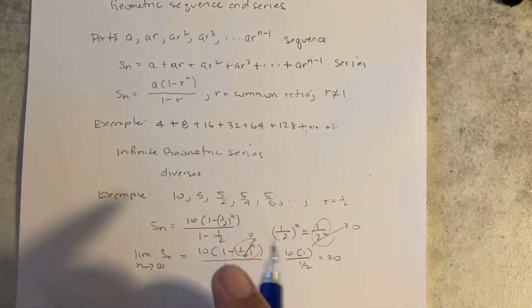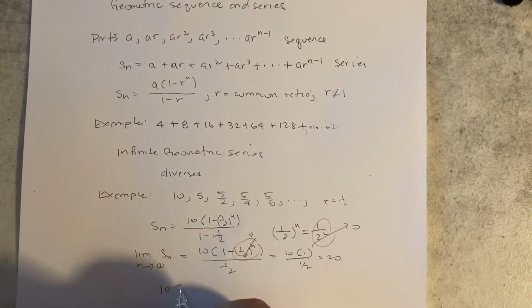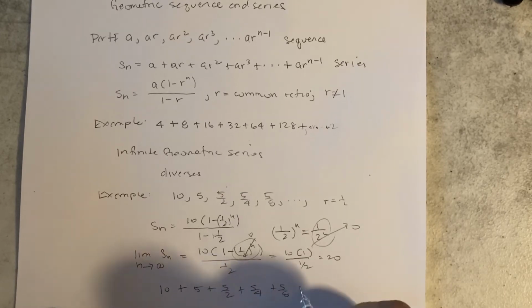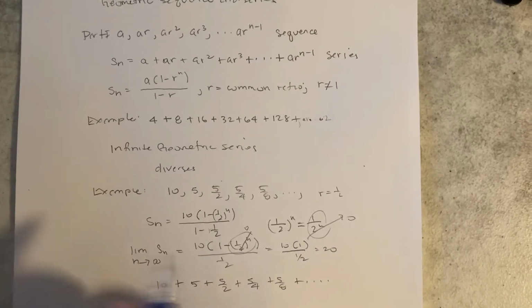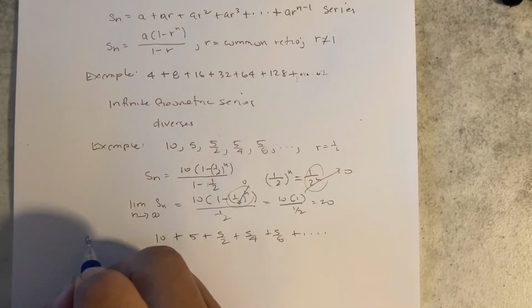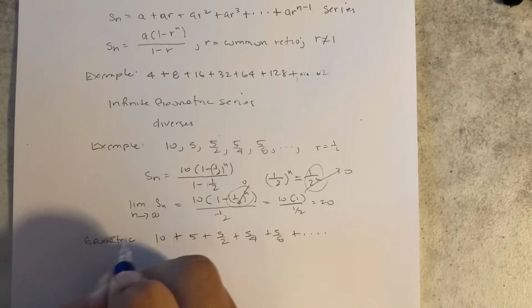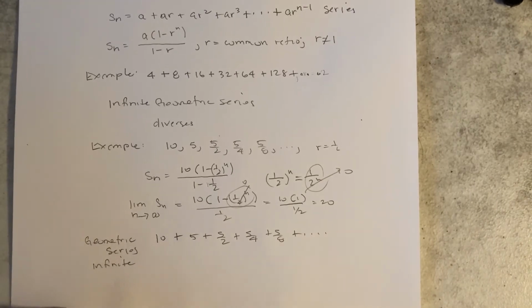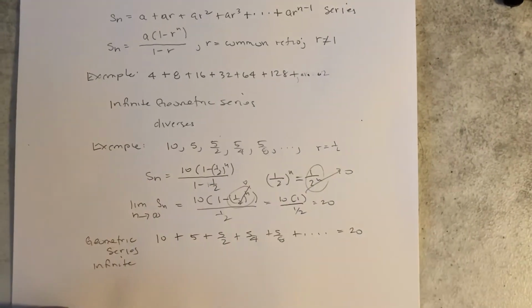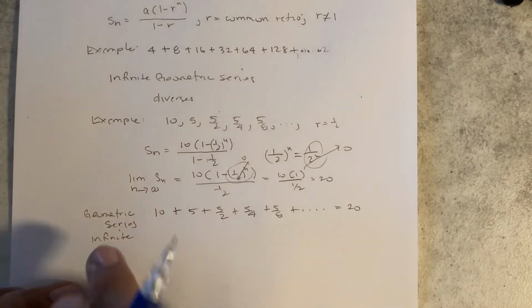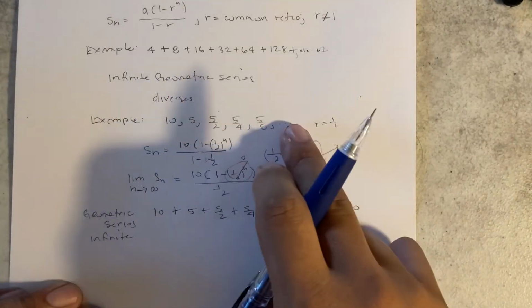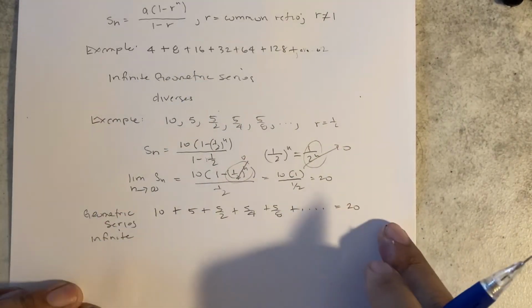So this geometric sequence, if you were to add it up, 5 plus 5/2 plus 5/4 plus 5/8 plus dot, dot, dot, it becomes a geometric series. And more importantly, it's an infinite geometric series. If you were to add this up, it adds up to 20. So the sum of the infinite geometric series adds up to 20 for that example right there. Sequence, you listed the terms. Series, you add the terms.